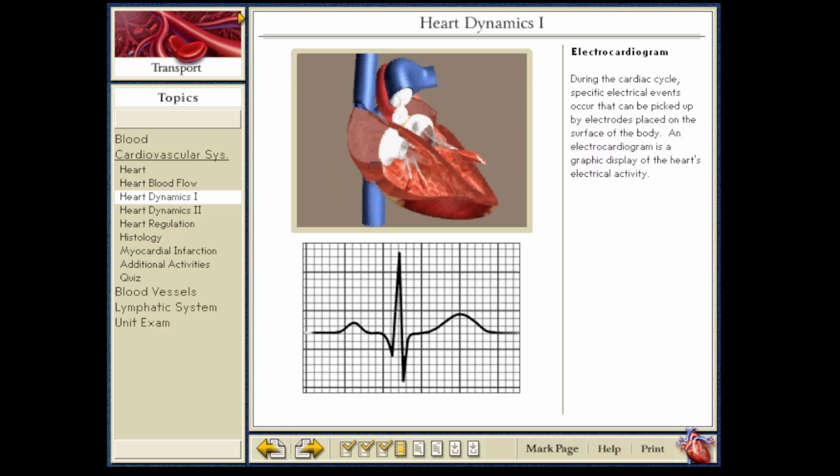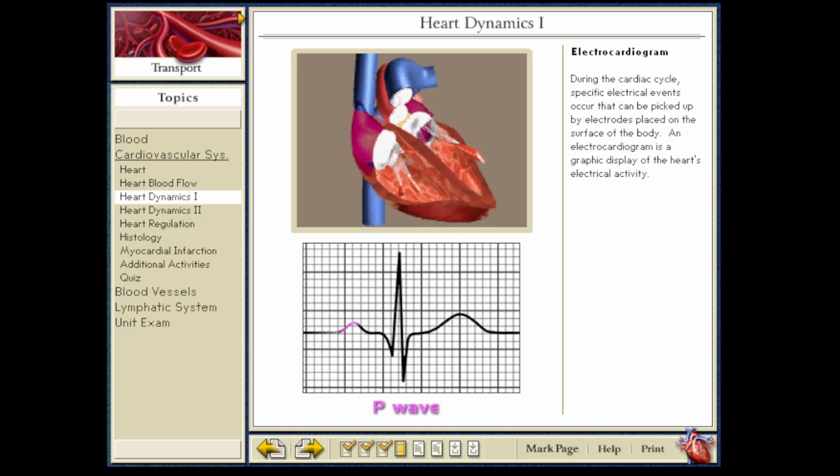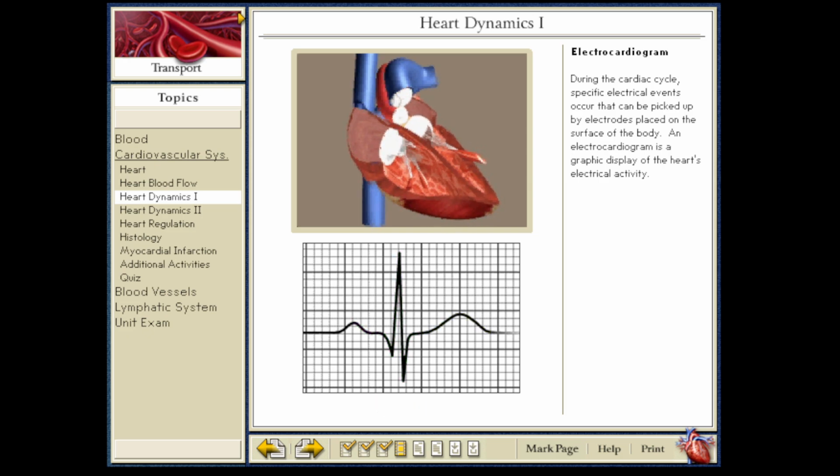During the cardiac cycle, specific electrical events occur that can be picked up by electrodes placed on the surface of the body. An electrocardiogram is a graphic display of the heart's electrical activity.